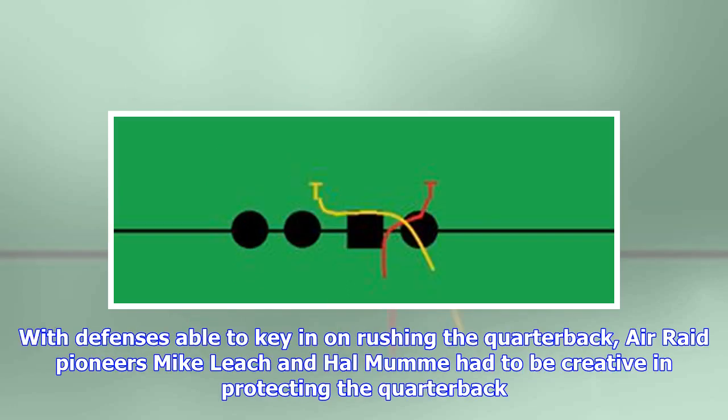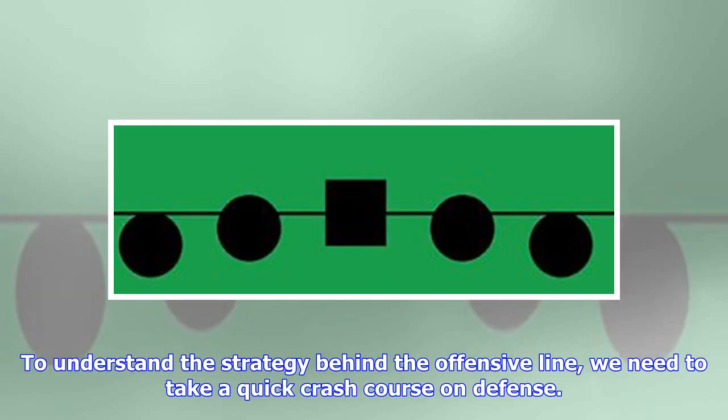With defenses able to key in on rushing the quarterback, air raid pioneers Leach and Mumme had to be creative in protecting the quarterback. To understand the strategy behind the offensive line, we need to take a quick crash course on defense.